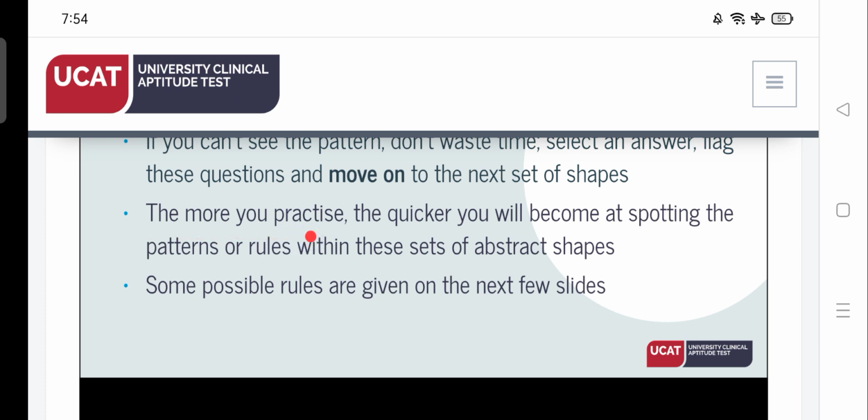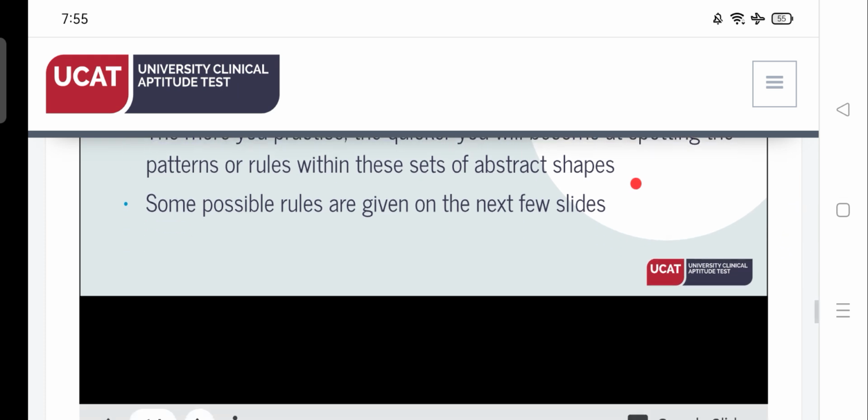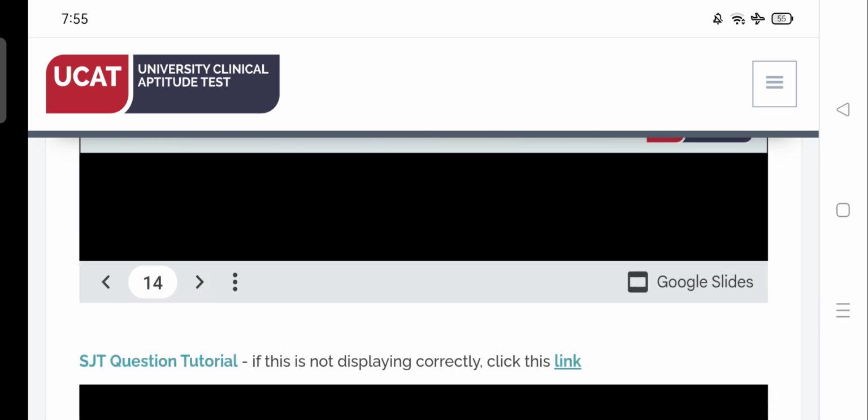The more you practice, the quicker you will become at spotting the patterns and rules within these sets of abstract shapes. This portion of abstract reasoning requires practice. More than any knowledge, it needs only practice. It's just your mind, how you're going to solve it. No knowledge is needed to solve these sets of shapes.